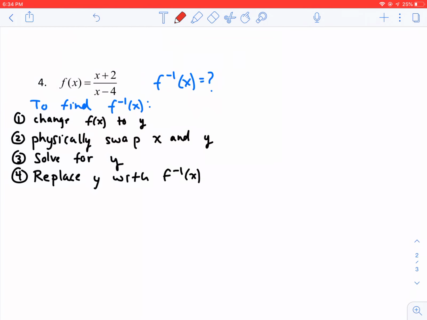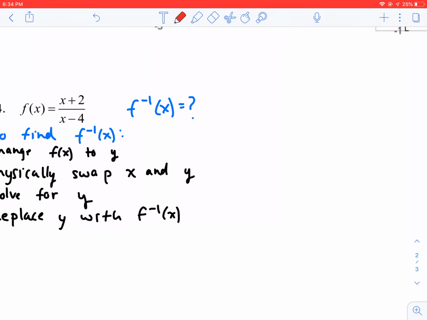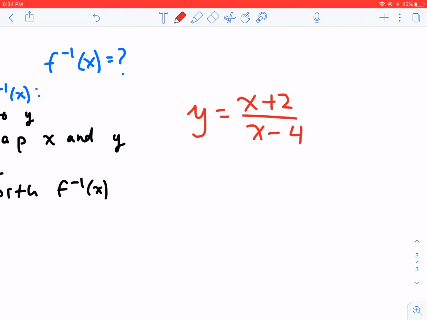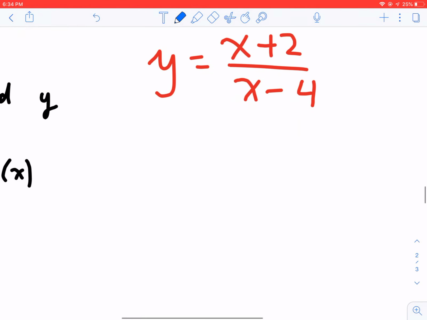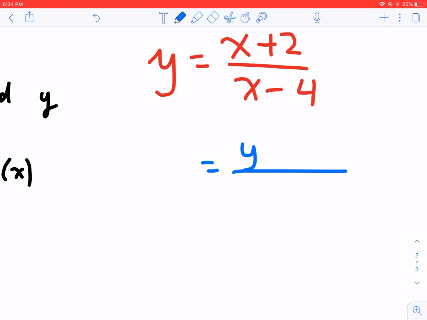Alright, so let's do this example. First step, f of x becomes y, and there's our function. So step 1. Step 2, we swap x and y. So I know there's two x's, alright, but our input x becomes our output, right? And our output in the original becomes the input of our inverse function. So that's what's happening. All right, copy the rest of it down.